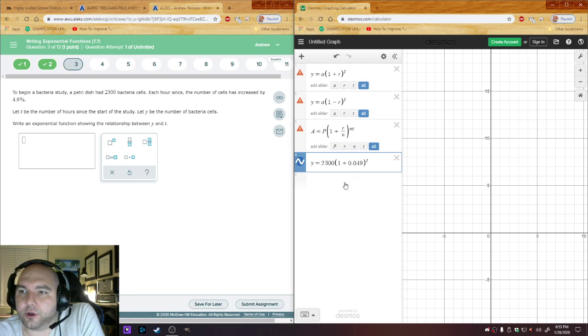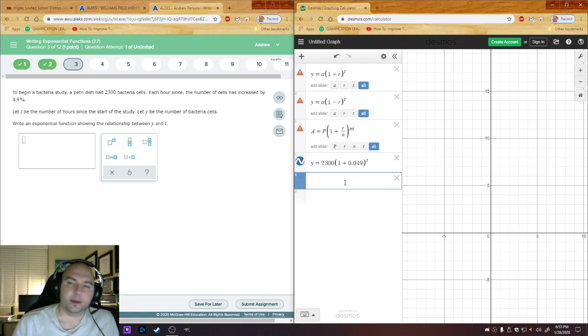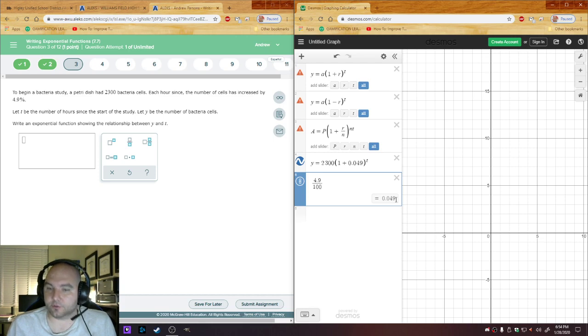I just want you to know, though, if you don't know how to turn it into a pure decimal, percent literally means per each 100. So if you are told 4.9%, literally do 4.9 divided by 100, and it'll tell you the proper decimal. If you have a calculator handy, that is definitely an option to get the correct percentage as a decimal.